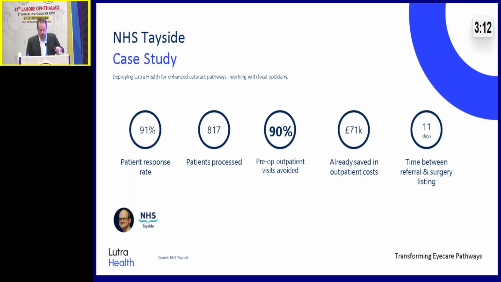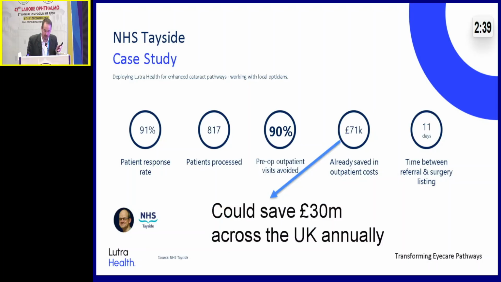To our surprise and delight, we were able to push up the rate from 60% not requiring any preoperative assessment to 90%, and we had a response rate of over 91%. Patients processed so far, we're about 800 done. This data has been done by John Ellis in Scotland. We've already saved 71,000 British pounds in about 8 months, with 8 months to go. It reduces the time between referral and listing for surgery to 11 days, and patients can see where they are on the waiting list. If we were able to roll this out across the UK, we could save the healthcare system up to £30 million a year.